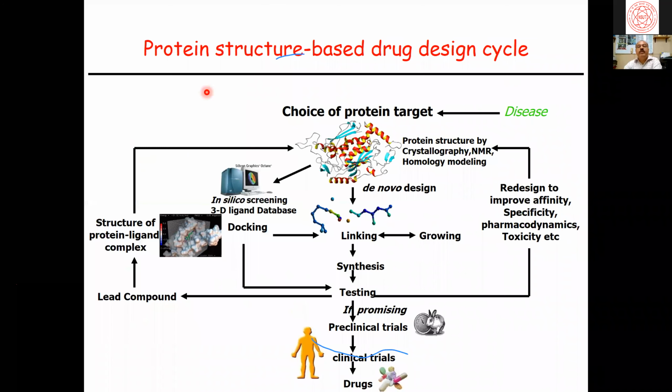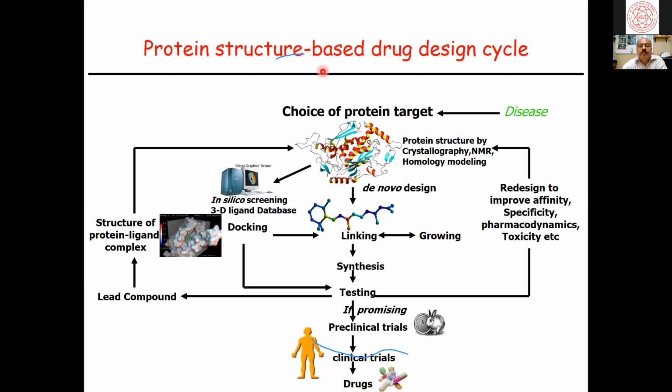Now, if you look at the protein structure-based drug design cycle, you start with a disease of your interest. Based on the pathophysiology, genetics, or whatever components, you study the disease and find out what the various pathways are that are important for disease progression and the viability of the pathogen in the case of infectious disease, and so on.